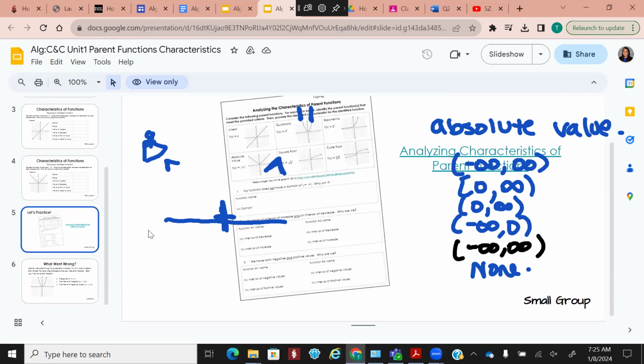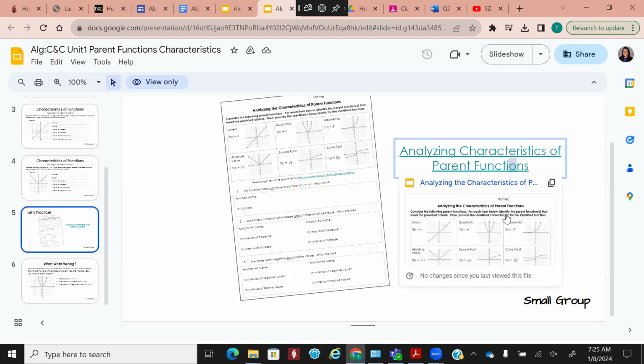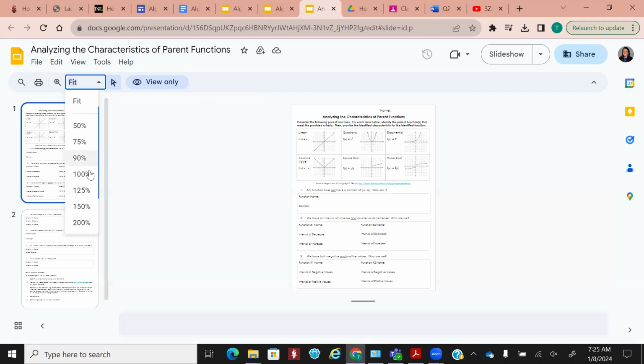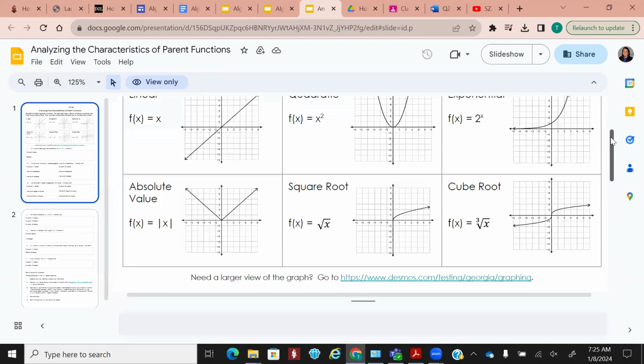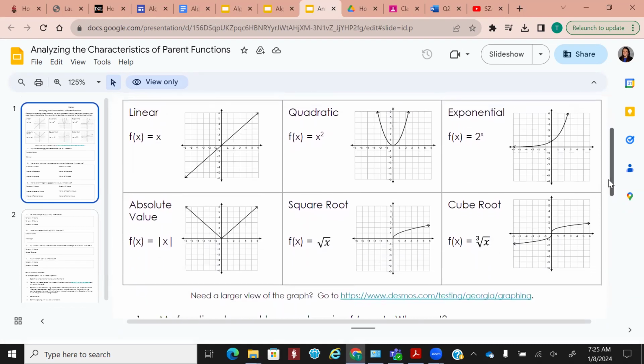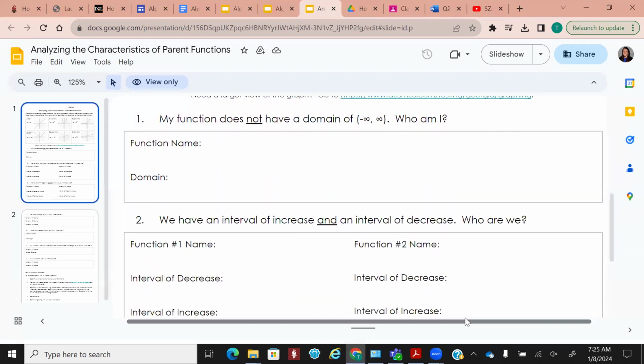Okay, so I gave you this worksheet, and it's analyzing characteristics of parent functions. But what I would like for you to do is complete this with a partner. So I want you to work together. Now there are a couple of answers that may have more than one answer. So that's something to keep in mind when you're answering these questions. But they're using these 6 equations to answer these questions down at the bottom.